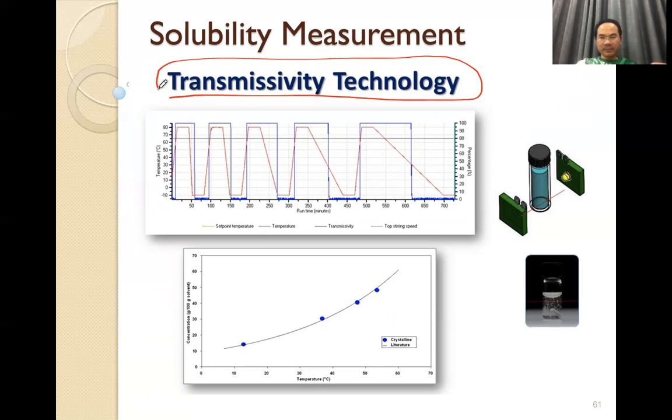All of the light can pass through the solution. For example, the transmittance increases because some solute dissolves in the solvent, and then it reaches 100 transmittance. This is 100 transmittance, and this is the temperature.